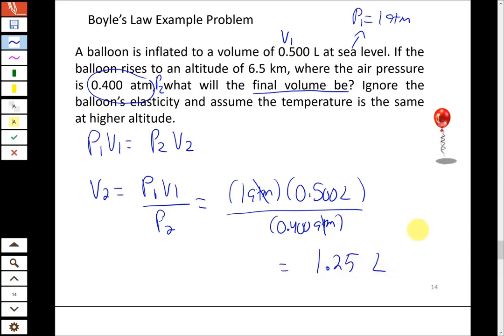So the balloon volume has increased from half a liter to 1.25, so it more than doubles. If it doesn't pop at that level, as long as the material is strong enough to keep that volume, that's what would happen as it rises up. All right, any questions on that? Pretty straightforward stuff so far.